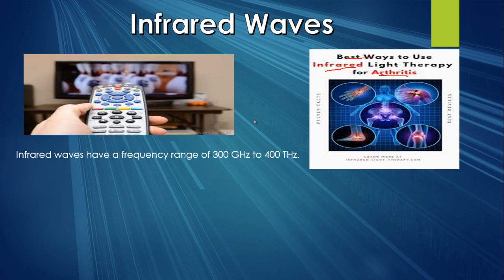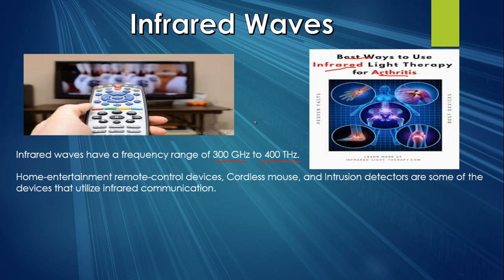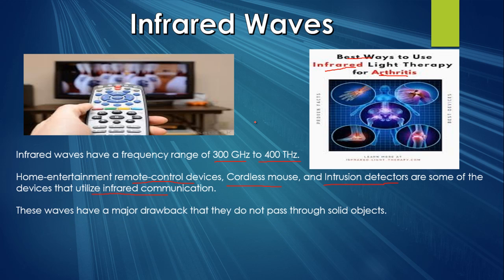Infrared rays have a frequency of around 300 gigahertz to 400 terahertz. Home entertainment remote control devices, cordless mouse, and intrusion detectors are some of the devices that utilize infrared communication. So these are some examples where infrared is basically used. The next is, these waves have a major drawback that they do not pass through solid objects. As I told you, these infrared waves cannot penetrate a solid object.